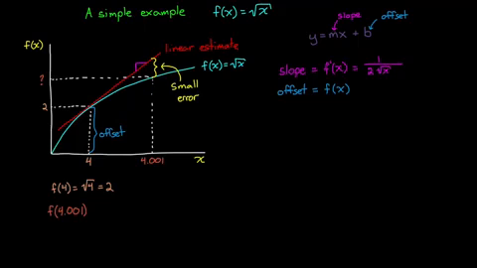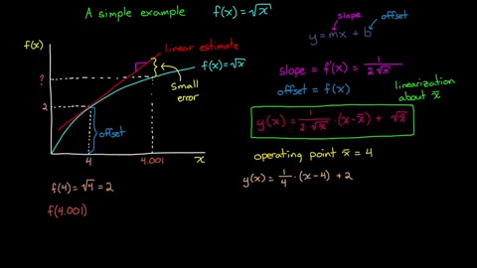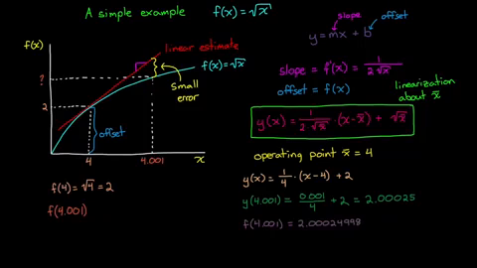So our linearized equation, y of x, would be the slope at the operating point, x bar, times the distance away from the operating point, plus the offset. This is a linearization around x bar, and in our case, x bar equals 4. This gives the linear equation 1/4 times x minus 4 plus 2. Now we can check the value at x equals 4.001 and easily do the math to get 2.00025. The real function evaluated at 4.001 is 2.000249998, and that's less than a millionth of a percent difference.